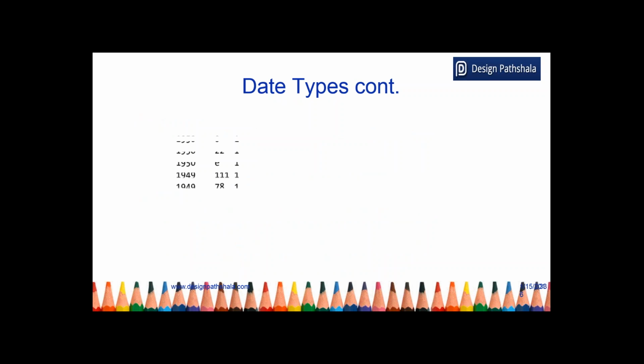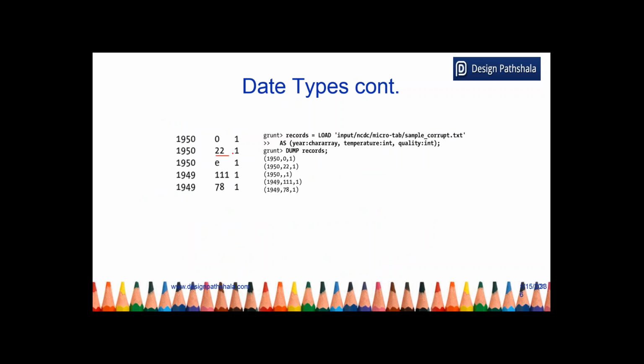So let's say this is my data, where there is the year, the temperature of that year, and the quality of the temperature recorded. I can load that file like this: year as char array, temperature as int, and quality as int.